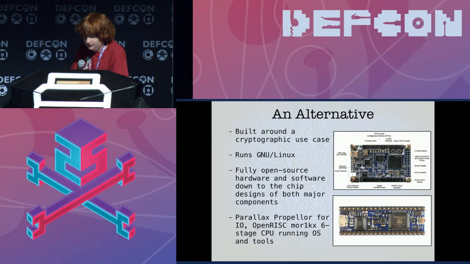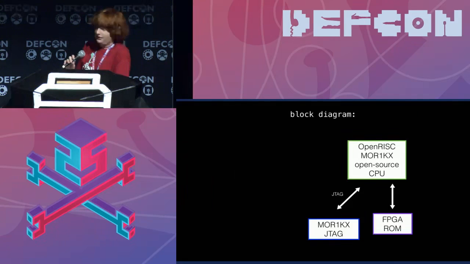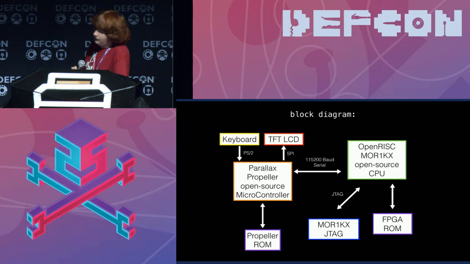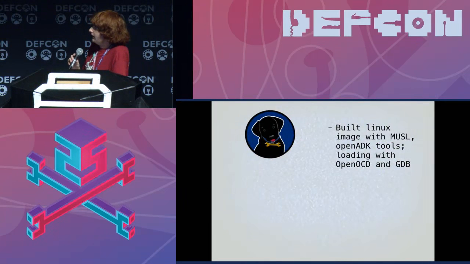I've got a block diagram here to explain this. So you've got the OpenRISC mor1kx open source CPU. That's hooked up to FPGA ROM, and then it's got the JTAG interface there. We're going to add a Parallax Propeller over 115200 baud serial, and that's hooked up to the Propeller ROM where it stores the Spin code, so that's its native language that the Propeller understands. You may be familiar with the Propeller actually, because that was used on many of the DEF CON badges in previous years. I believe the DEF CON 20 and DEF CON 22 badges both used the Parallax Propeller. And then to actually interact with this system, we're going to add a keyboard over PS/2 and a TFT LCD over SPI.